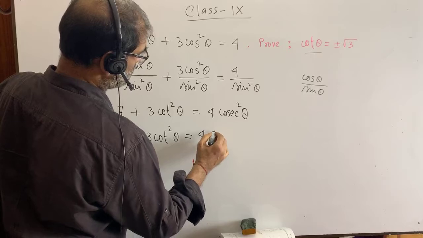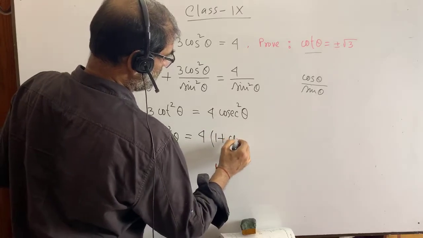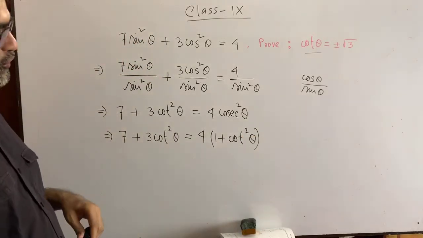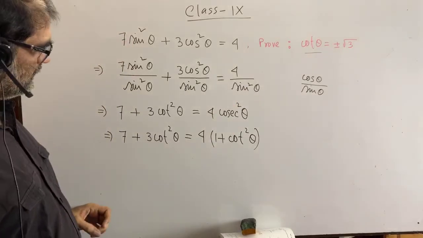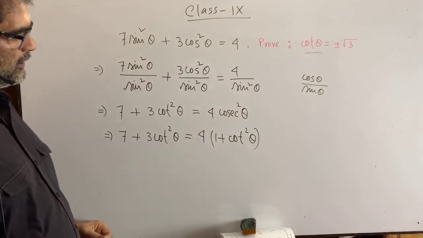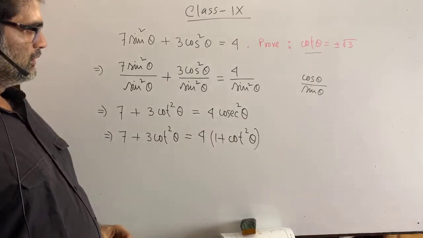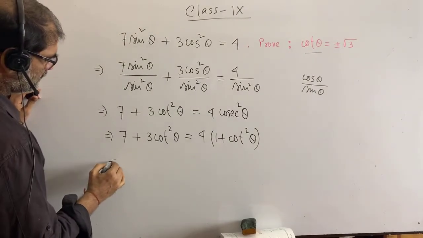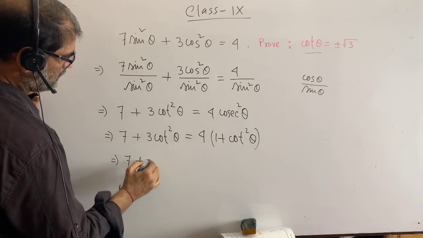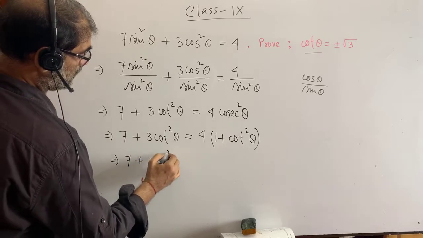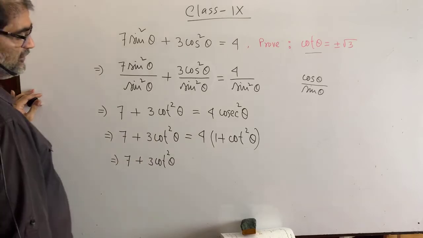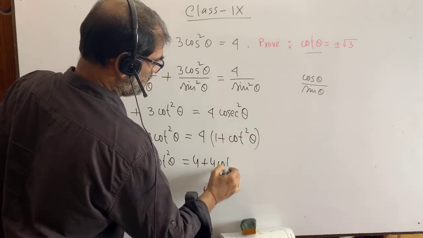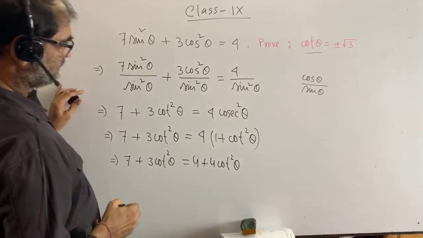Cosec square theta equals 1 plus cot square theta. This is the formula. And we are going to find cot theta, right? So we have converted cosec square theta through cot square theta with the help of trigonometric identity. Now we get 7 plus 3 cot square theta is equal to 4 plus 4 cot square theta. Right?